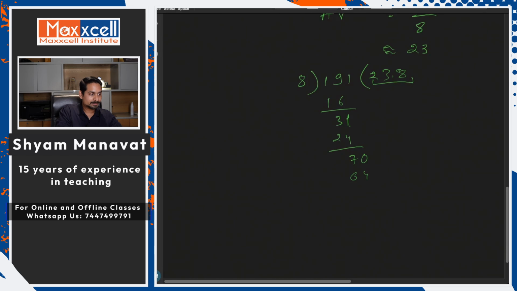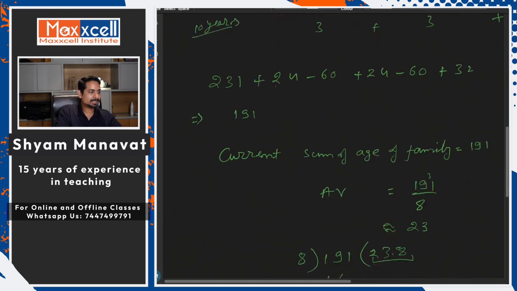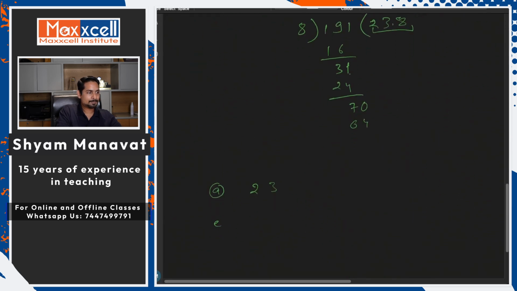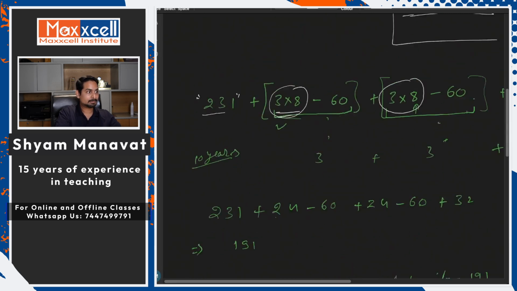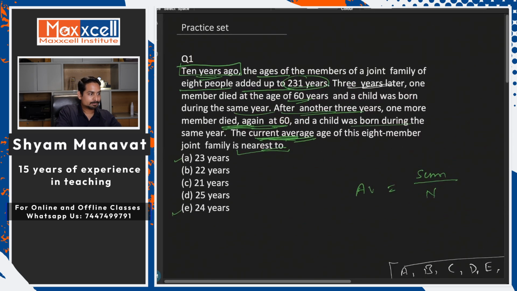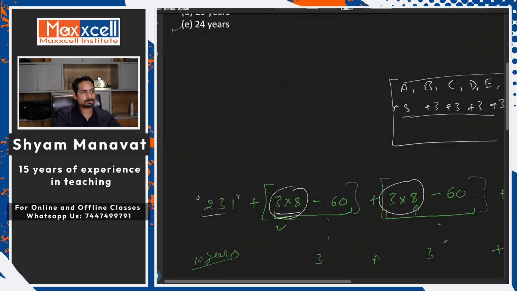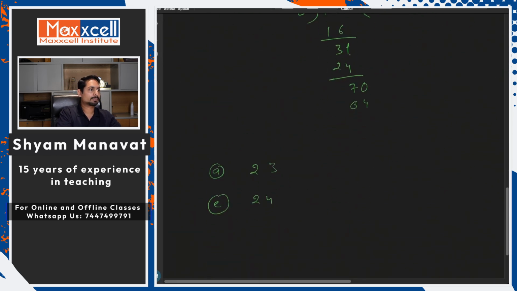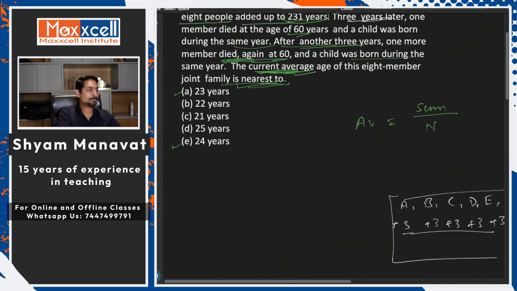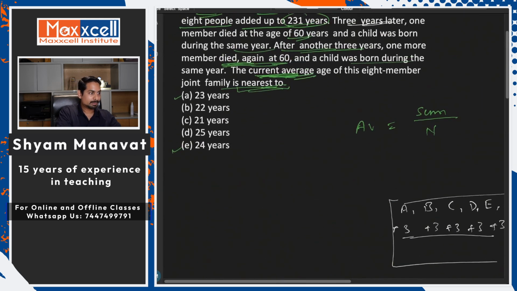Now you got two options. Option number A says 23 years and option number E says 24 years. Which one you should mark? Tell me which one you should mark. This 23.8 is closer to which one? That's the question, right? Nearest to, family is nearest to what? So it should be nearest to 24. I advise to mark 24 here because the value is near to 24. Did you understand why? Yeah.